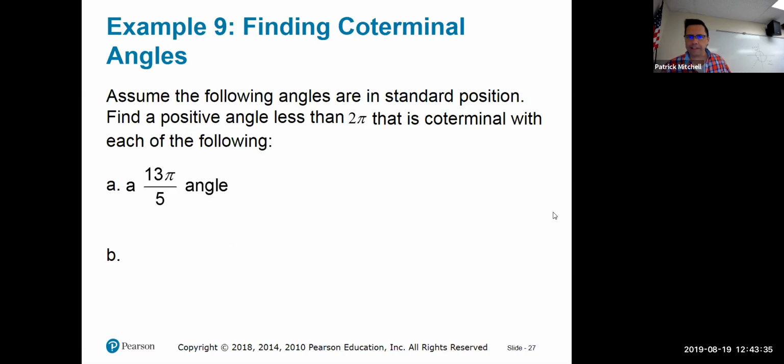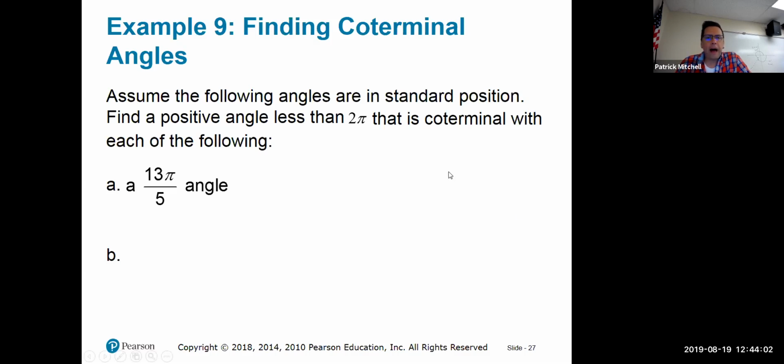All right, in the next example, the angles are in radians. So remember, when you're finding coterminal angles that are measured in radians, you have to add and subtract multiples of 2 pi, all right? And I know it's not comfortable thinking in radians, especially when you're not used to it, but that's okay, we'll get better at it. So assume the following angles are in standard position.